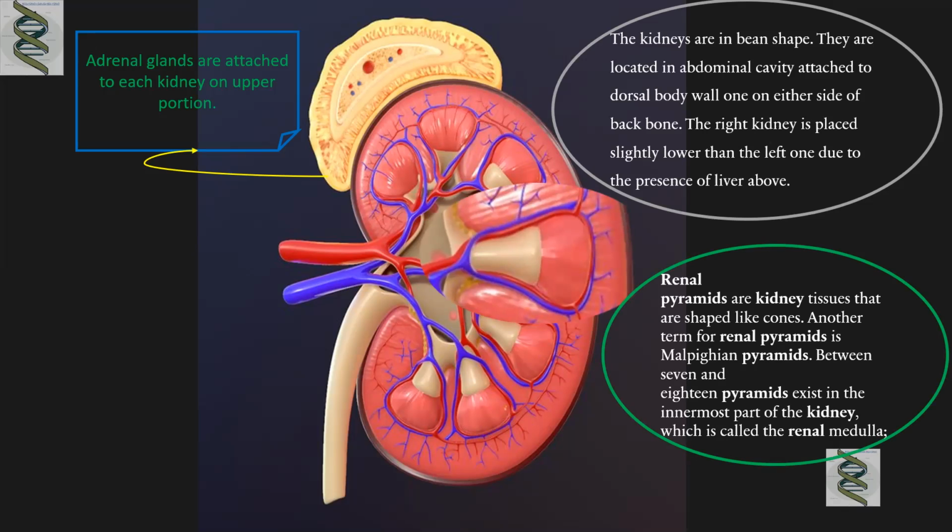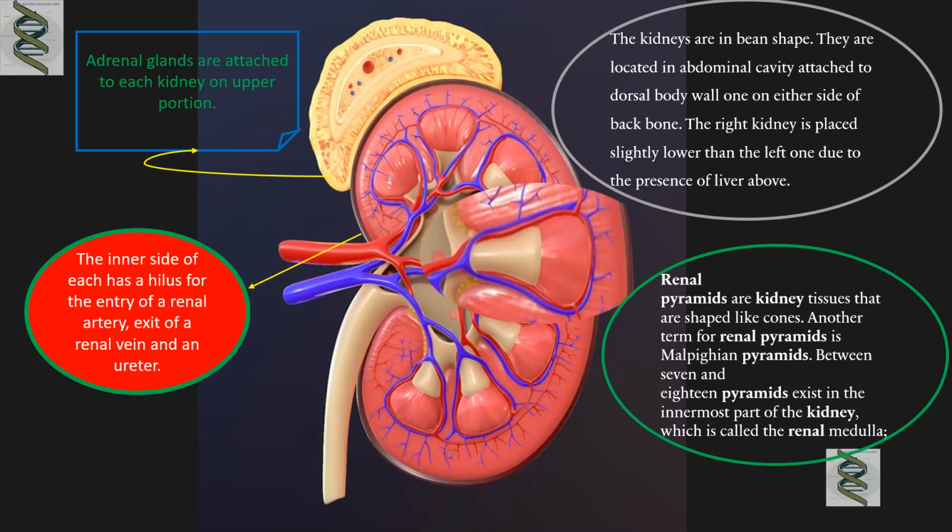Normally in the kidney there are 7 to 18 pyramids existing in the innermost part of the kidney, which is called the renal medulla. In the renal medulla, usually 7 to 8 renal pyramids are present in human beings.